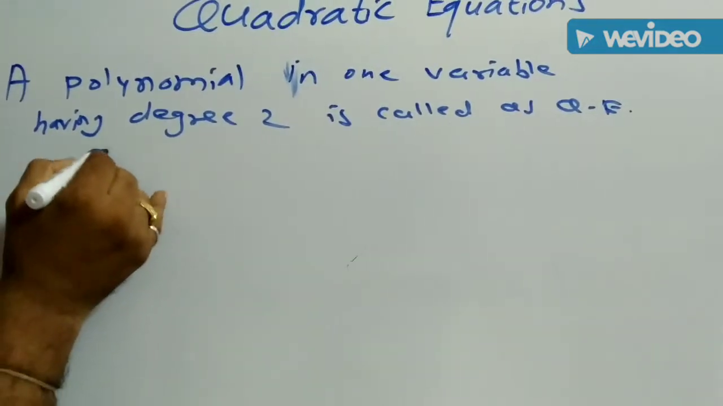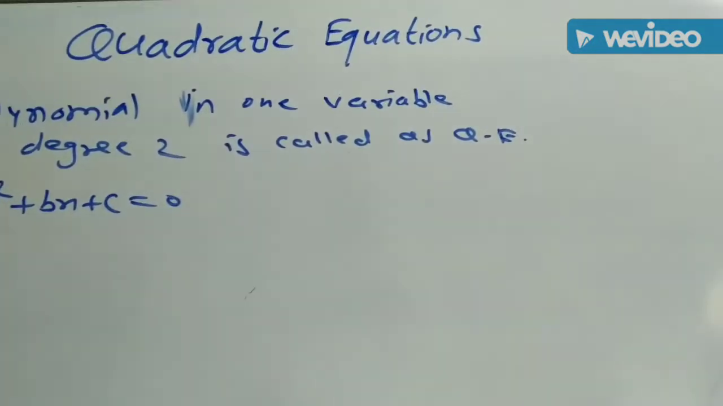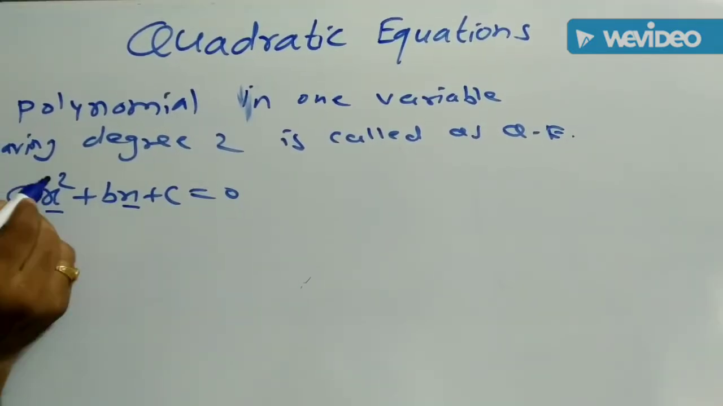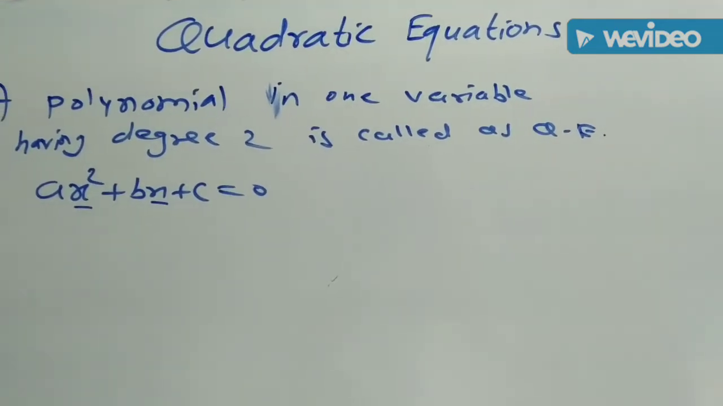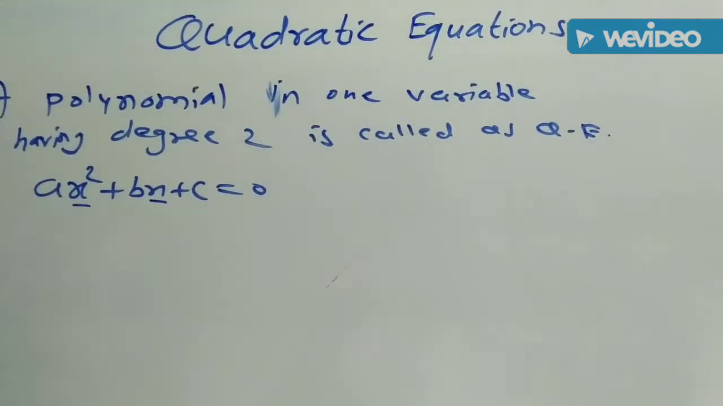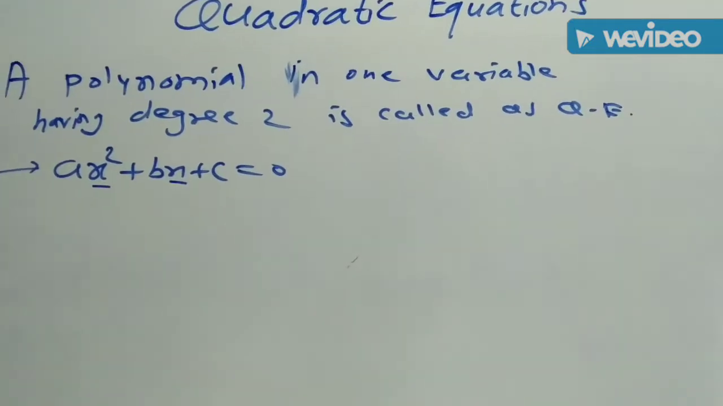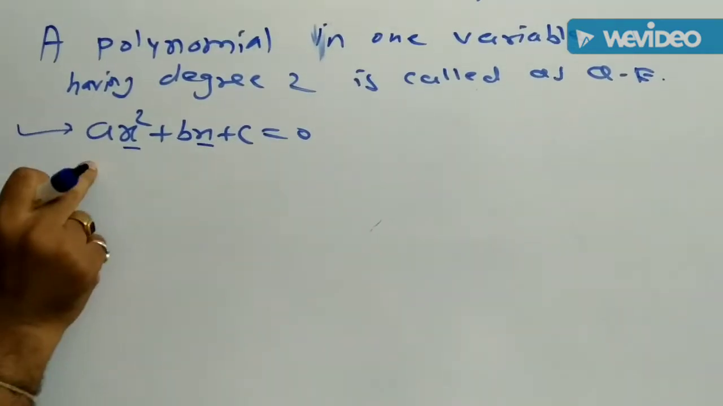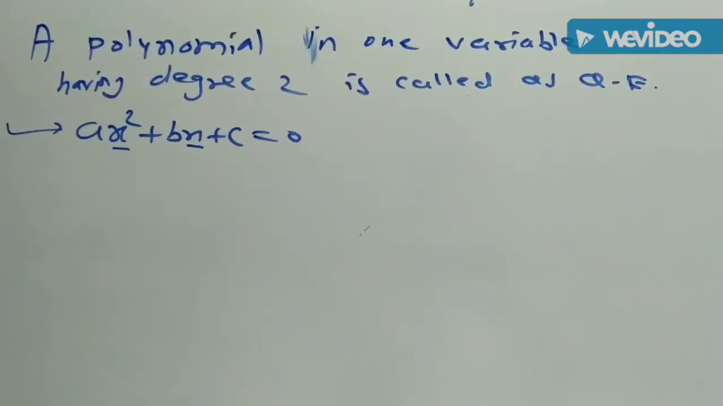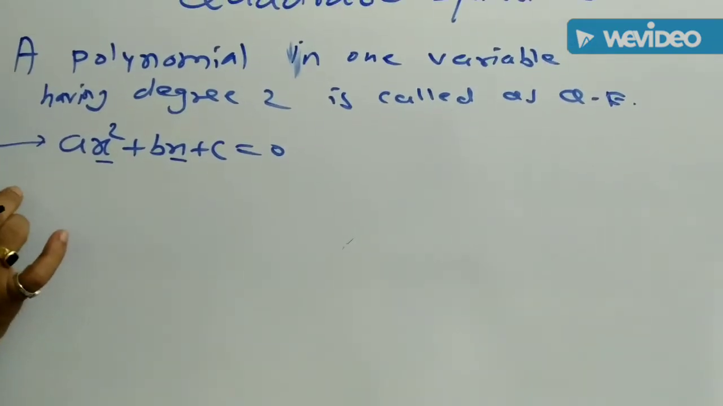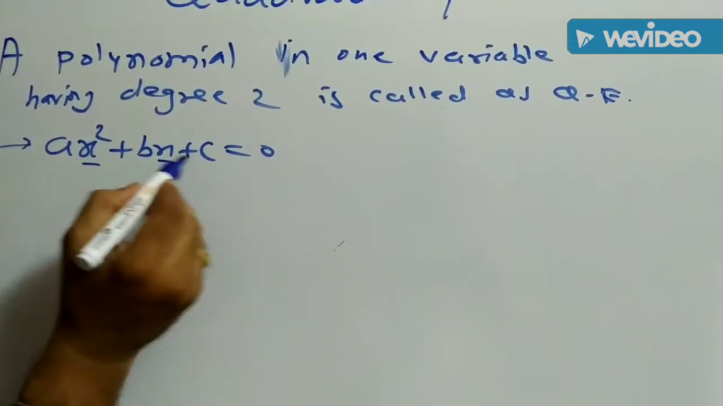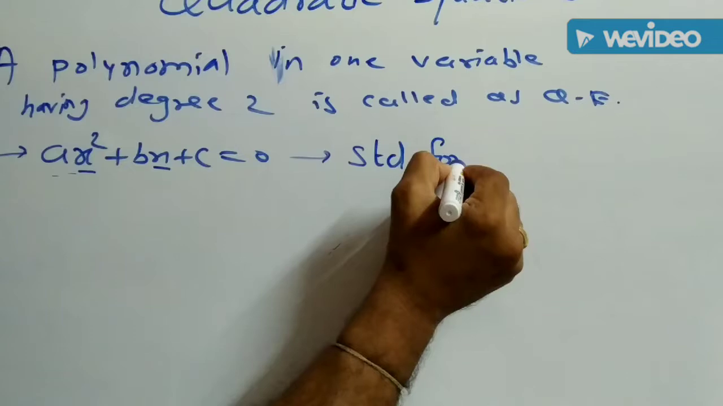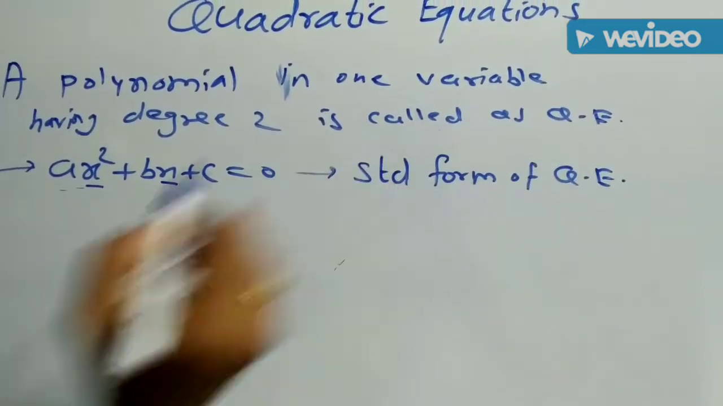For example, suppose ax square plus bx plus c is equal to 0. This is a polynomial in one variable x and its degree is 2, and therefore this equation is called a quadratic equation. This form, ax square plus bx plus c is equal to 0, is called the general form or standard form of the quadratic equation.